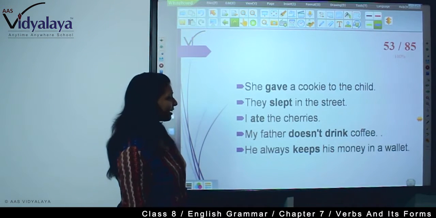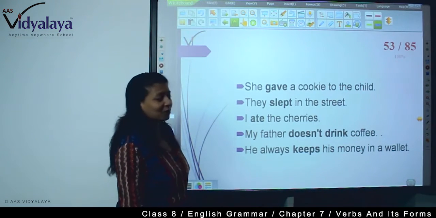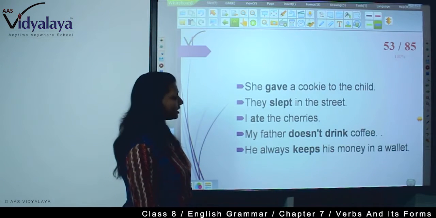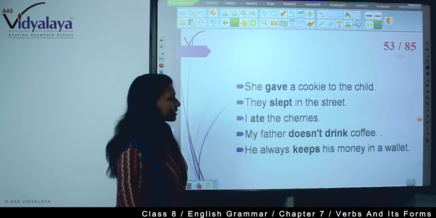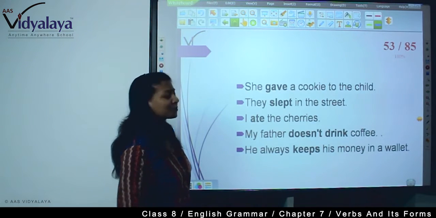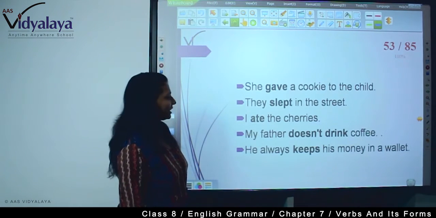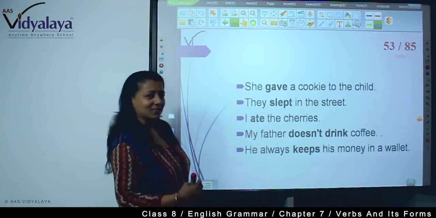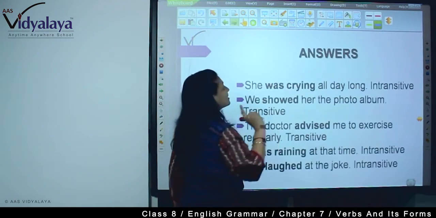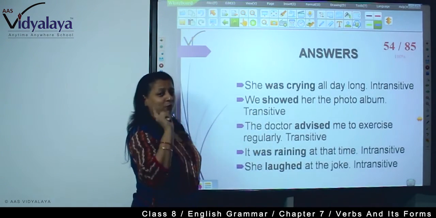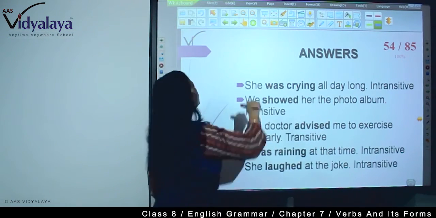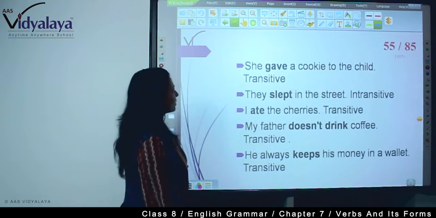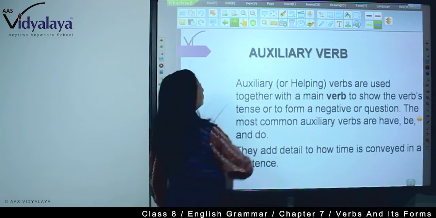My father doesn't drink coffee. My father doesn't drink what? You know the answer, coffee. So transitive or intransitive you can understand. He always keeps his money in a wallet. He always keeps what? His money. So you will have to find whether it is transitive or intransitive. The answer is there, but you will have to first do it on your own. All answers are here.